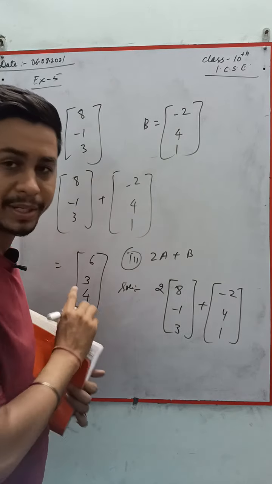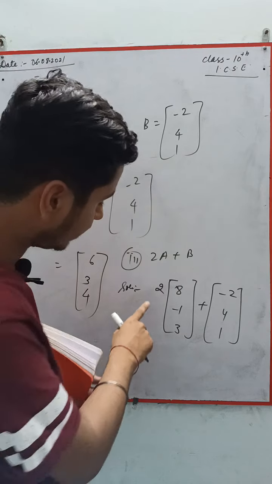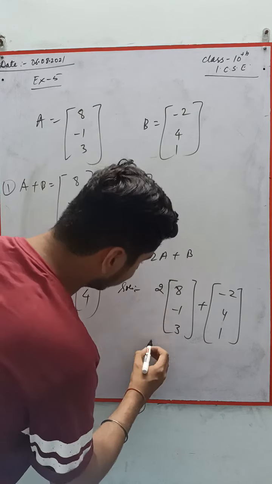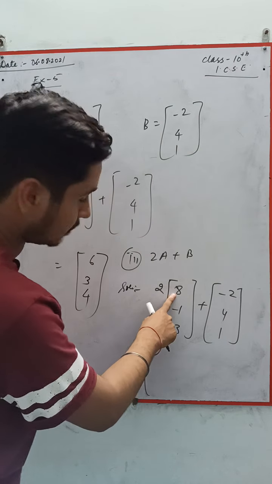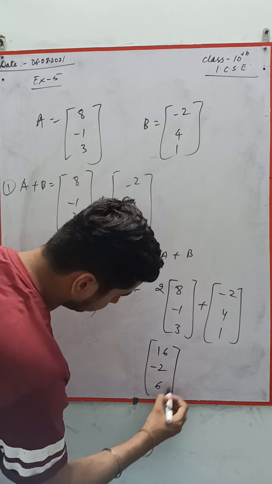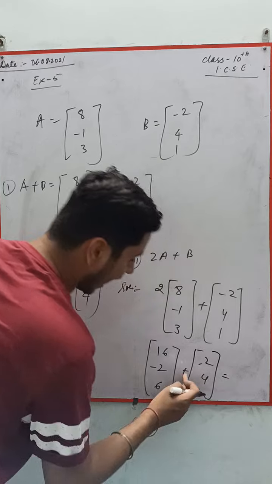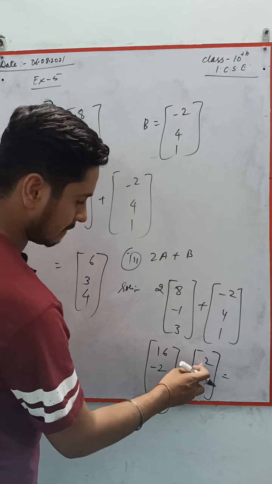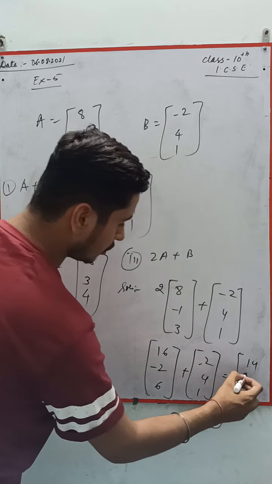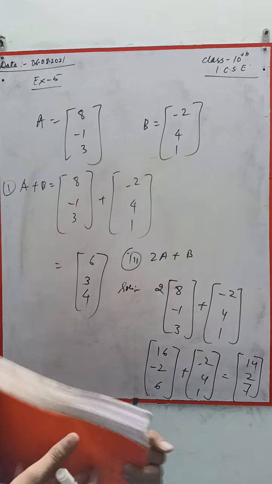Okay, multiply 2 inside. When you multiply this scalar quantity, this is called a scalar quantity or a constant, inside, it will be multiplied with each and every element. Don't just multiply with the first one. So it will be 16 minus 2 6 and plus minus 2 4 and 1. Now add them. 16 plus minus 2 will be 14, because 16 minus 2 is 14, minus 2 plus 4 will give you 2, 6 plus 1 will give you 7. So hence this is the answer.